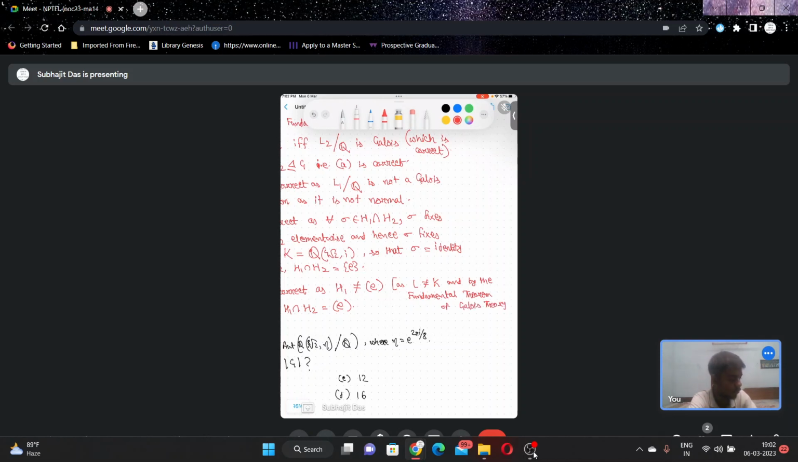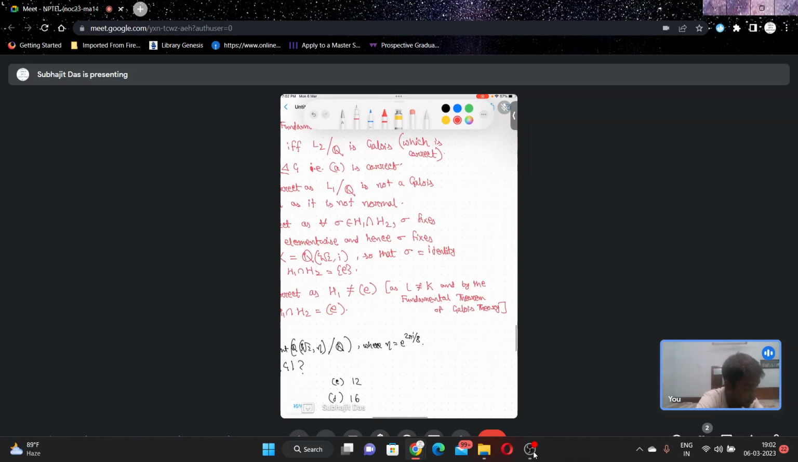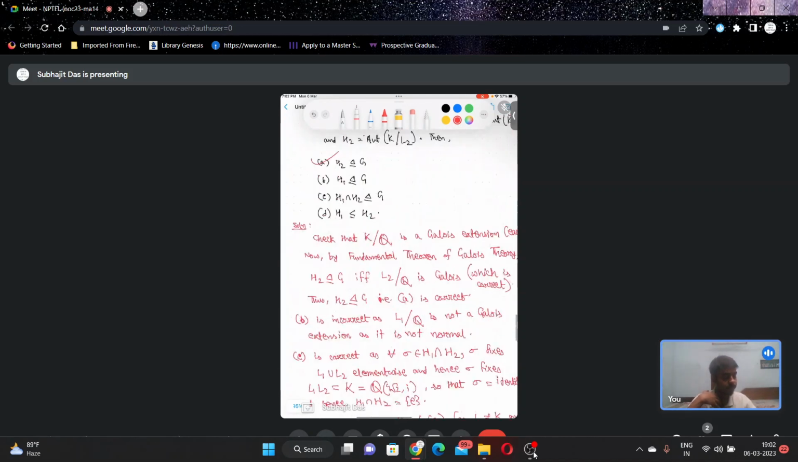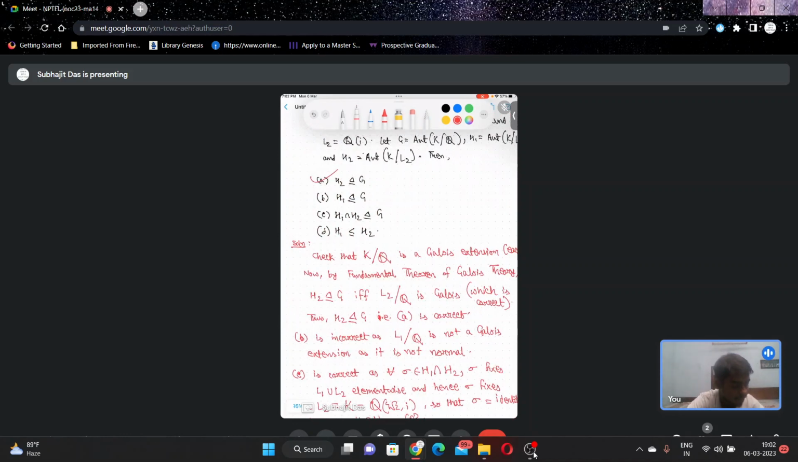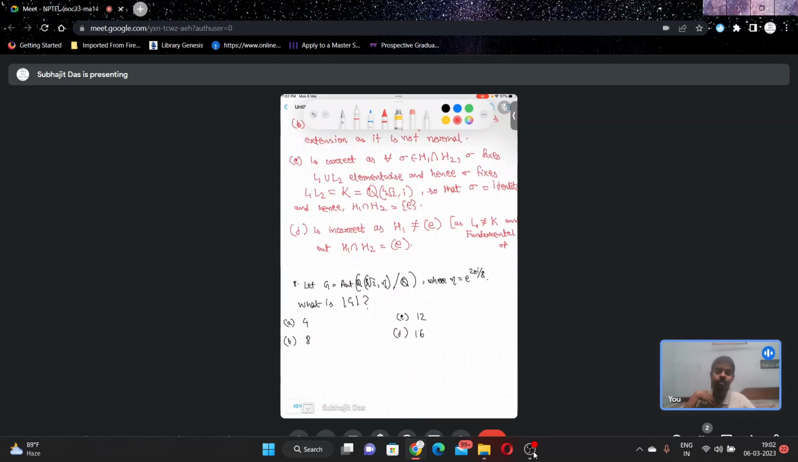Theory. So H1 is not equal to the trivial group, as L1 is not equal to the entire field. So D is certainly incorrect. So option A is correct, option B is wrong, option C is correct, option D is wrong. So H1 is non-trivial, but H1 intersection H2 is trivial, right? That means H1 can't be a subgroup.